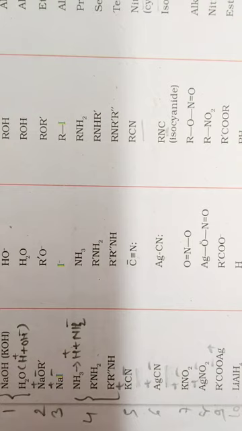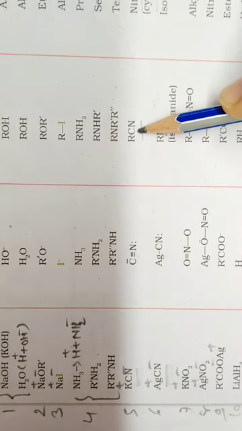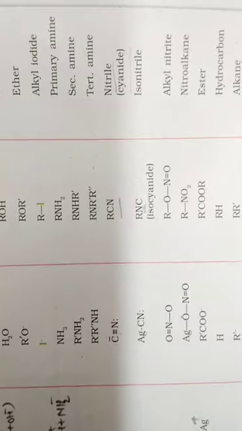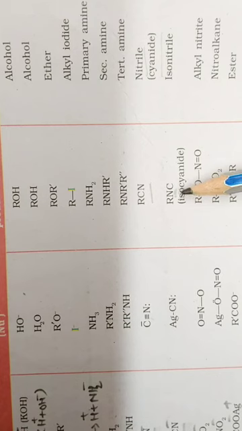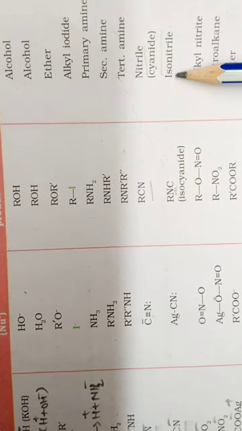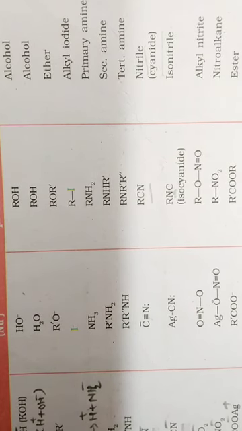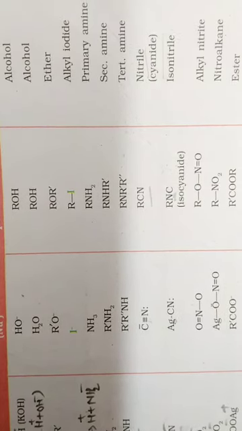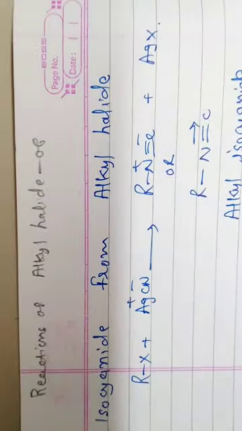And this is the difference between cyanide and isocyanide. If attachment takes place through carbon, then it is called nitrile or cyanide. If attachment takes place through nitrogen, it is called isocyanide or isonitrile. So very simple. With the use of KCN or NaCN, we get cyanide. But with the use of AgCN, we will get isocyanide. So very simple reaction.